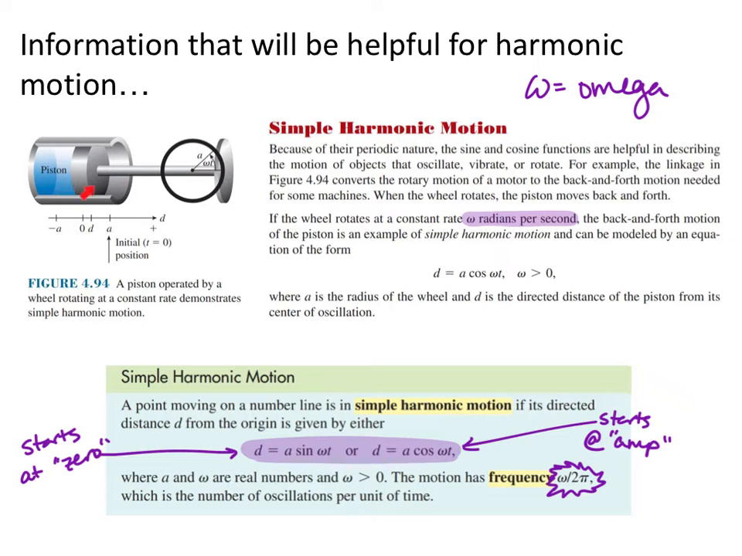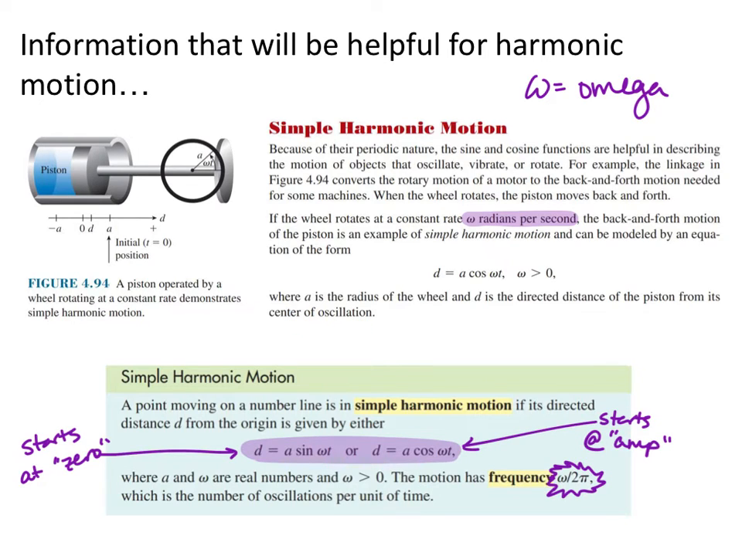If the wheel rotates at a constant rate, called omega, it looks like a W, but that's the Greek letter omega, radians per second, so that's a rate there. The back and forth motion of the piston is an example of simple harmonic motion and can be modeled by an equation of the form D equals A cosine of omega t, given that omega is greater than 0. So no negative omegas, which makes sense because it's a rate. A is the radius of the wheel, and D is the directed distance from the piston at the center of oscillation.